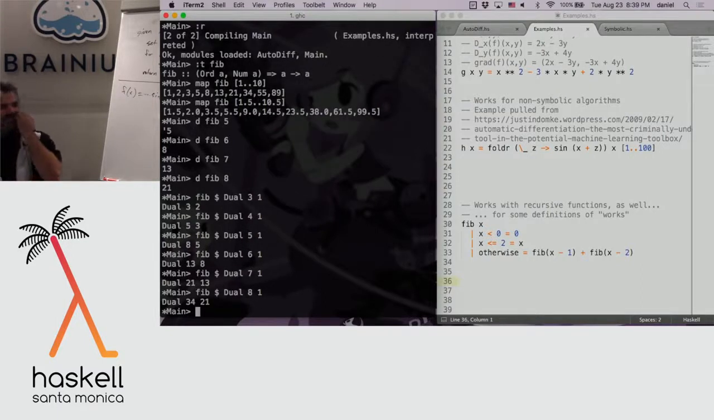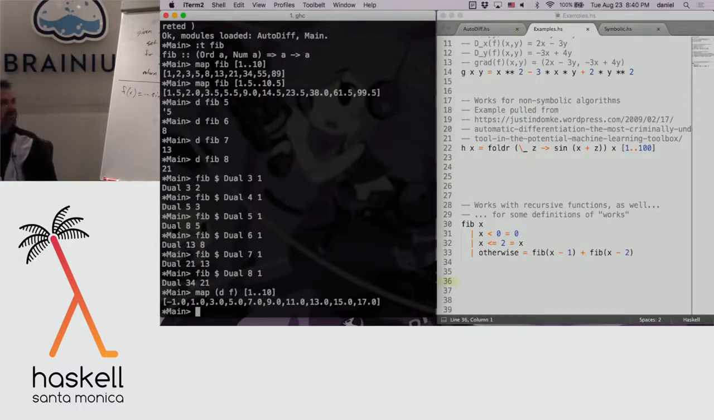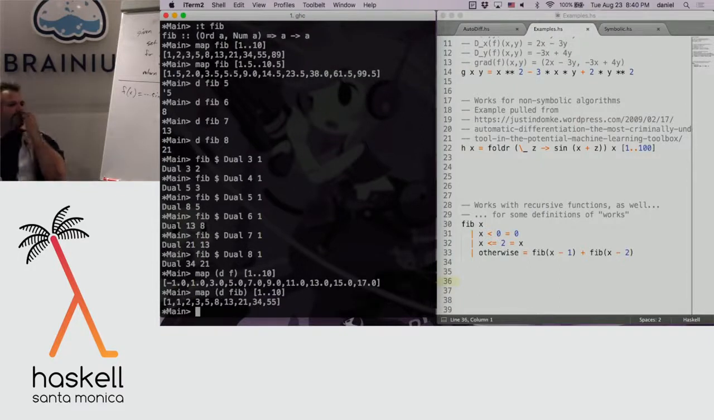What's the derivative of the Fibonacci sequence then? The derivative, in these second numbers, 3, 5, 8, 13, 21, that is also the Fibonacci sequence. Let's see, map d fib over 1 to 10. So 3, 5, 7, that's not right. Oh, dFib, sorry. There we go. 1, 1, 2, 3. Oh, it's the right Fibonacci sequence. 1, 1, 2, 3, 5, 8, 13, 21, and so on and so forth.